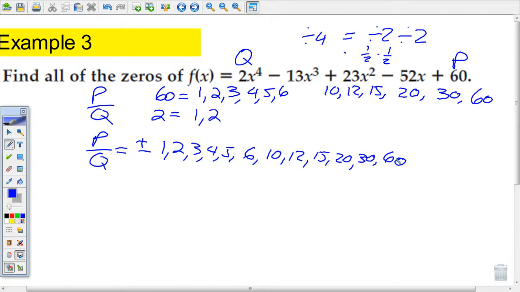And then how about those fractions? Some of these fractions disappear because an even number divided by 2 can yield a number that's already in the list of whole numbers.